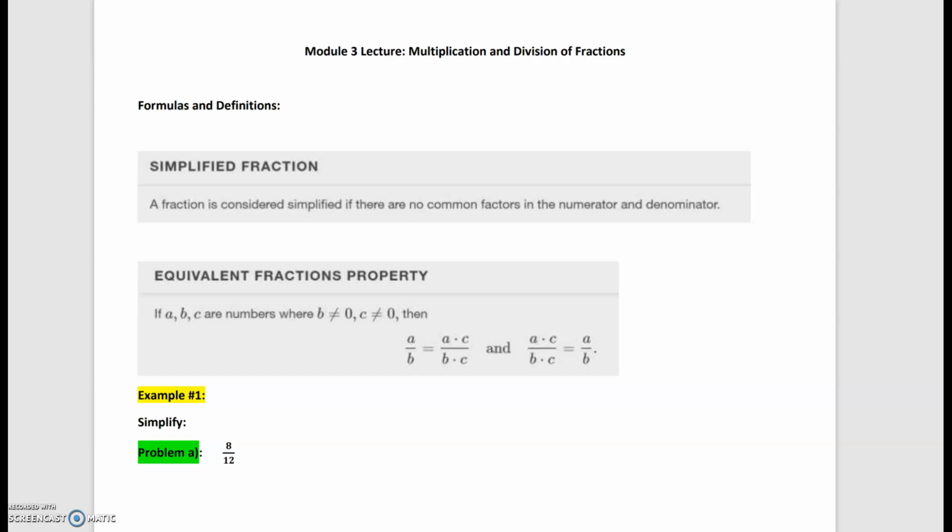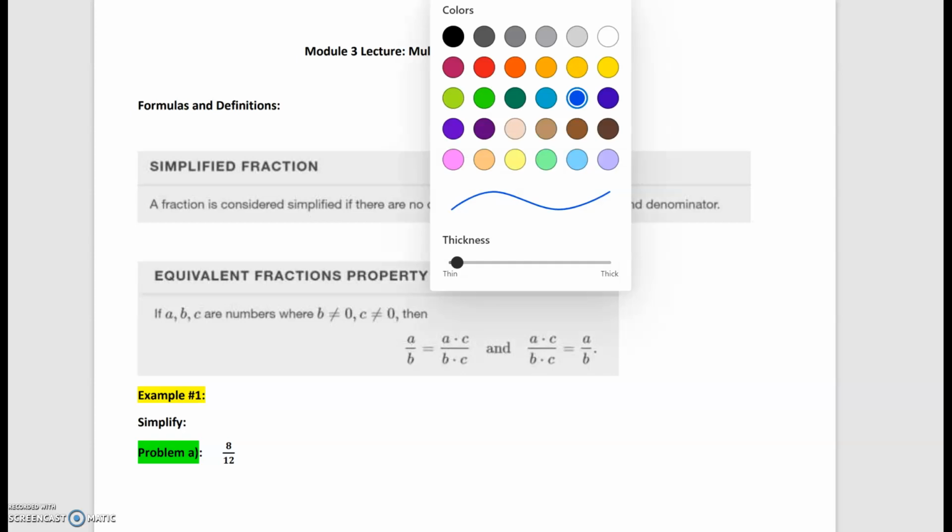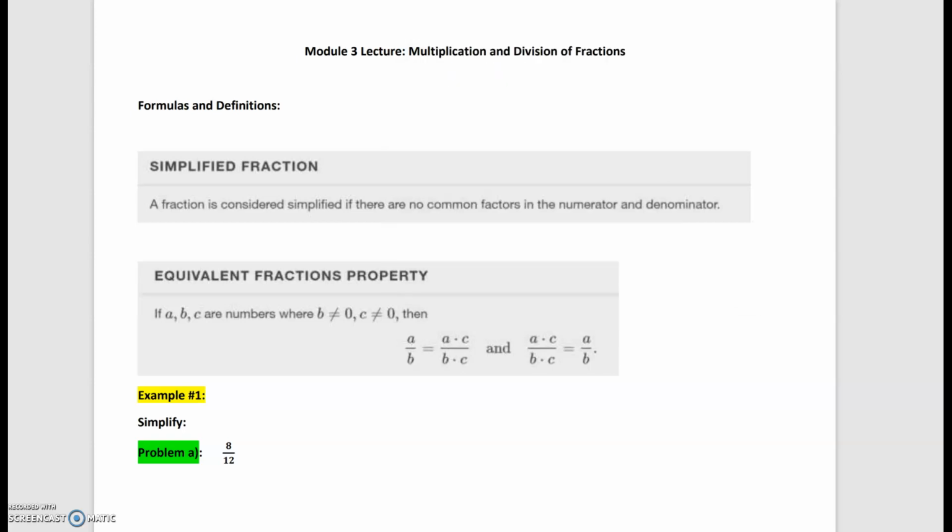Hi class, we're going to take a look at a couple of properties in this module. The main idea in this module is to multiply and divide fractions. So as we're simplifying fractions, which is the first property, the basic idea is that you're looking for common factors that technically cancel out on a given fraction.